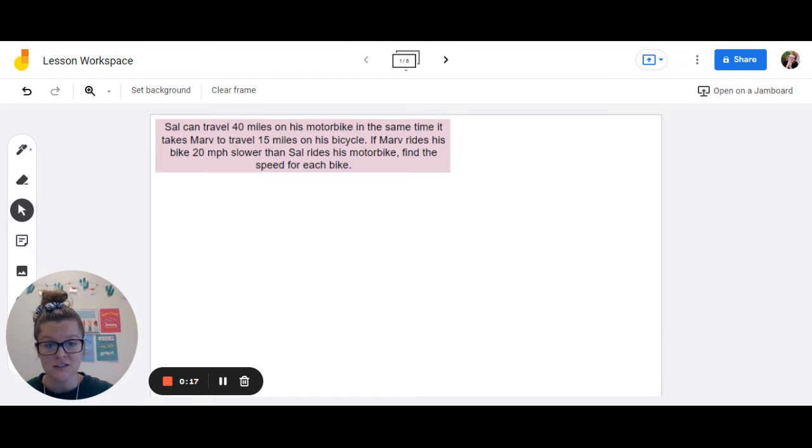Okay, so the first thing I see here, it says in the same time. That tells me that the time it takes Sal, so I'm going to put the time and then a little S for Sal, is equal to the time it takes Marv to ride these two different bikes. So that is really, really important. And then they're telling me something about the miles. This miles is our distance, and it's asking me for speed, which is another way to say rate.